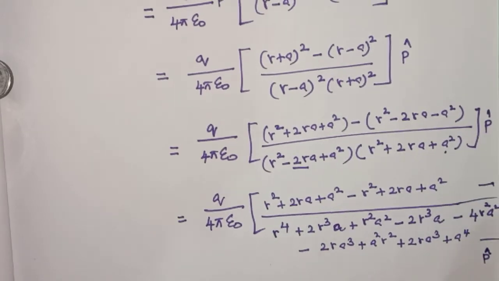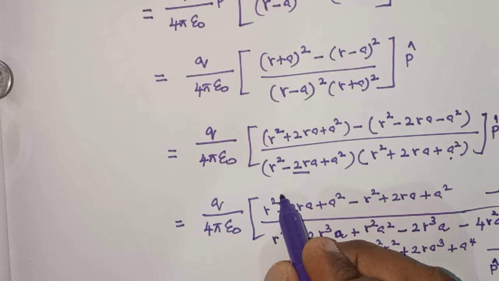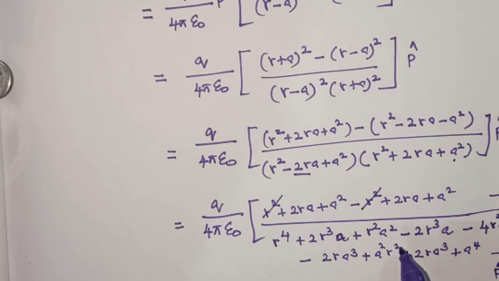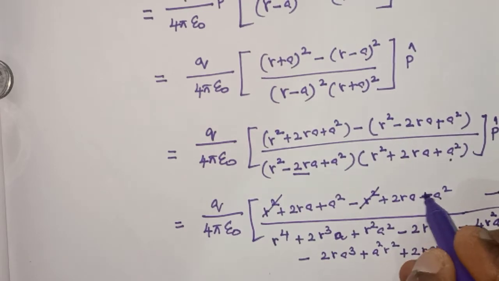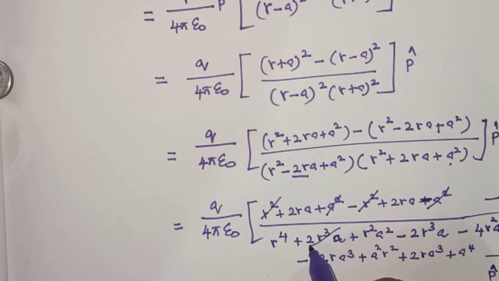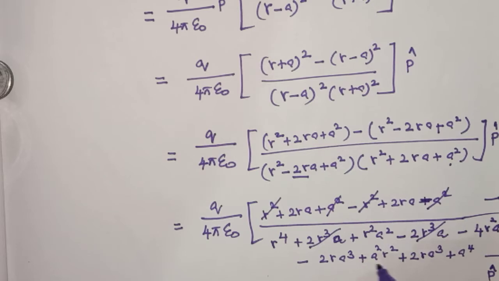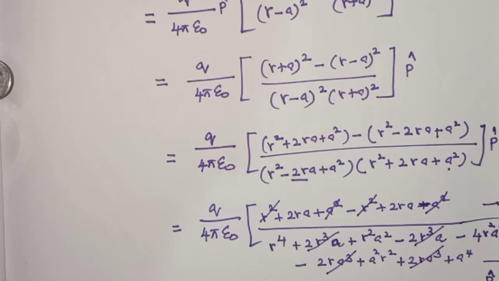Okay, so here which ones cancel? See this, r square cancels. Another one is a square cancels. Here 2r cube a minus 2r cube a, this term is cancelled. Okay, so the remaining terms I am going to write.